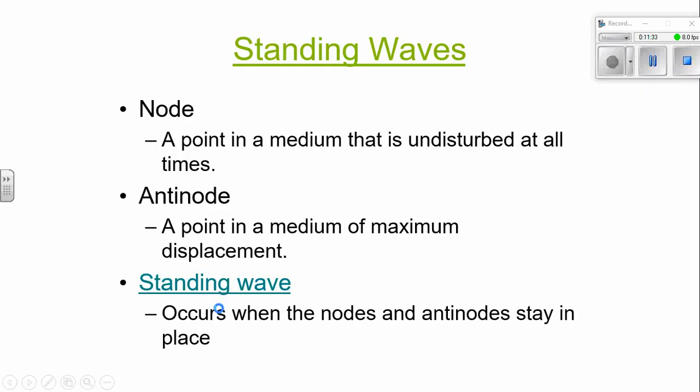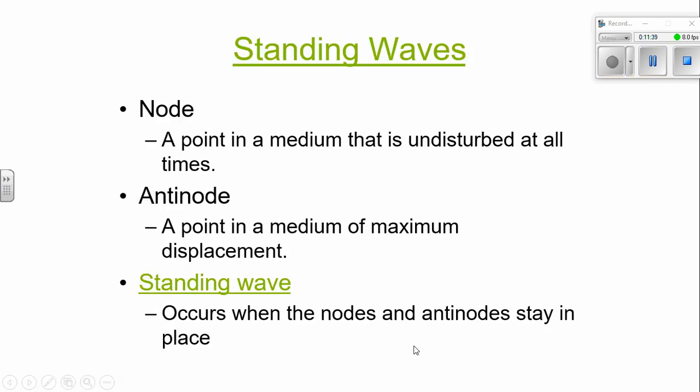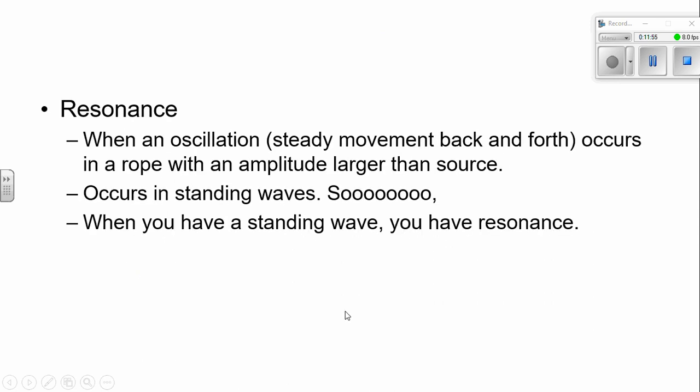Antinodes are the points of maximum displacement, and a node is a point of minimum or no movement. And so a standing wave occurs when these antinodes and nodes stay in the same place.